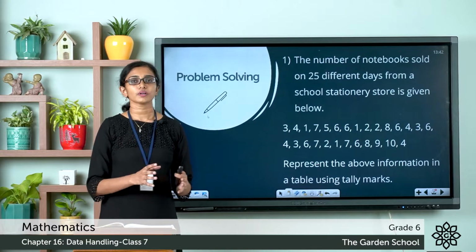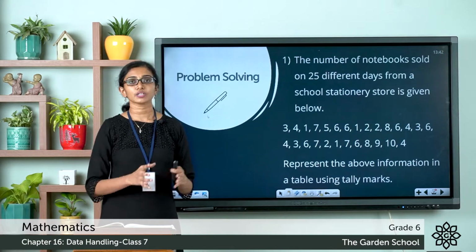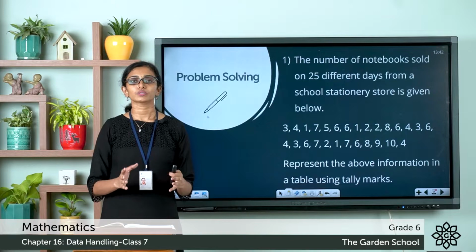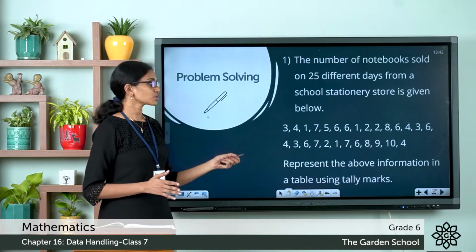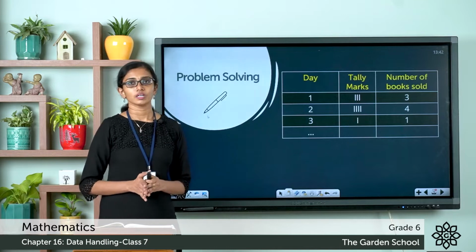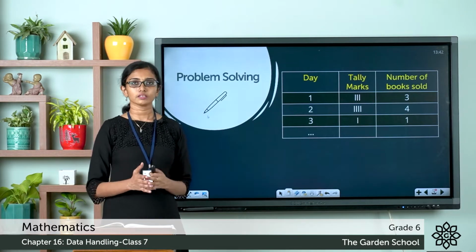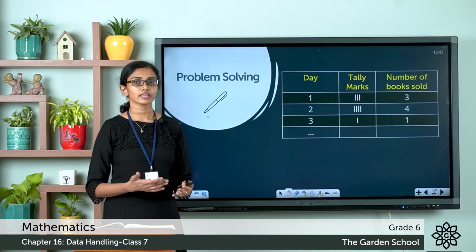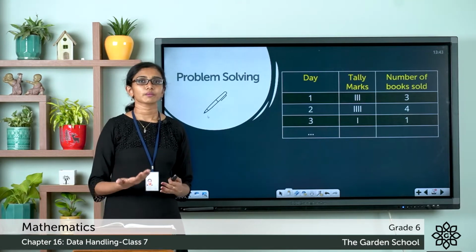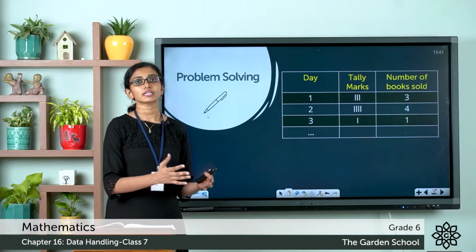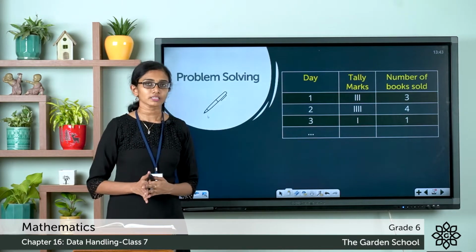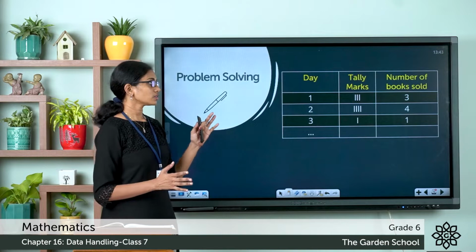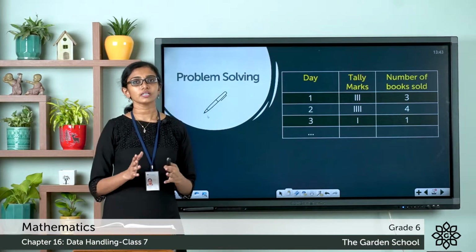So you are supposed to have a look at this data, examine the data, and you have to organize this data using tally marks. So what you can do is, first you can draw a table like this. Now one column can be the day, it can be day 1, day 2, day 3 and so on till day 25. The table should have enough rows to represent the data for 25 days. The next column can be for the tally marks and the last column can be the column for giving the number of books sold in the school store.